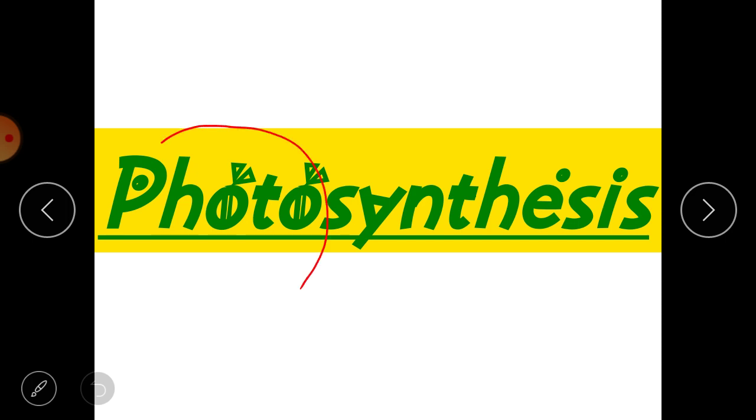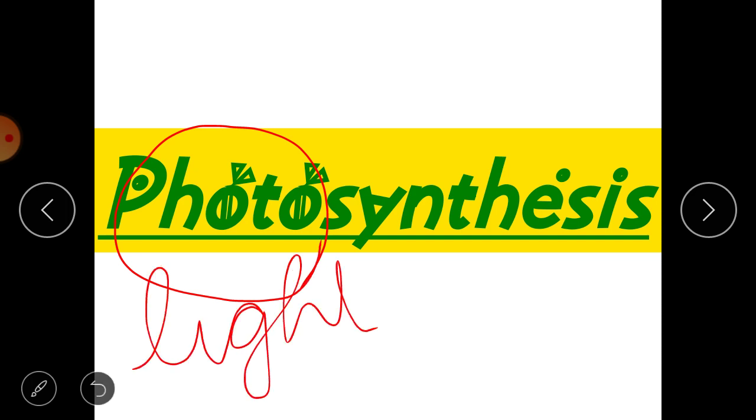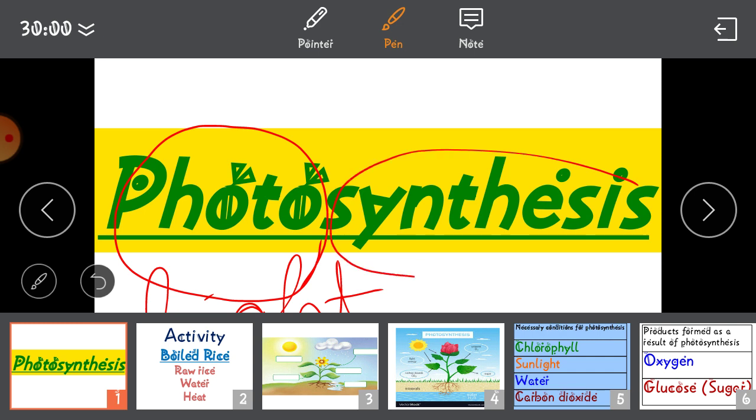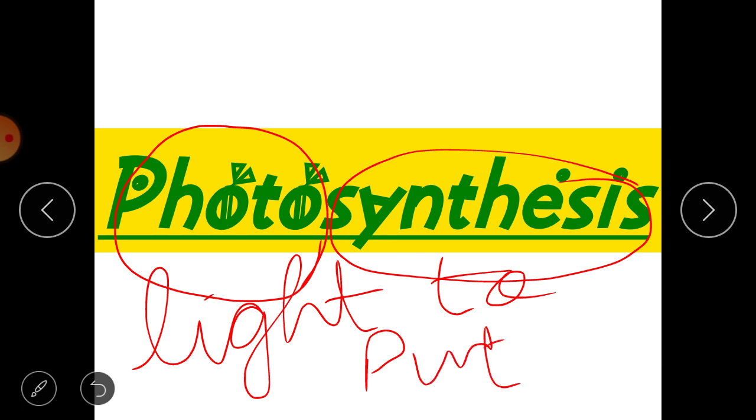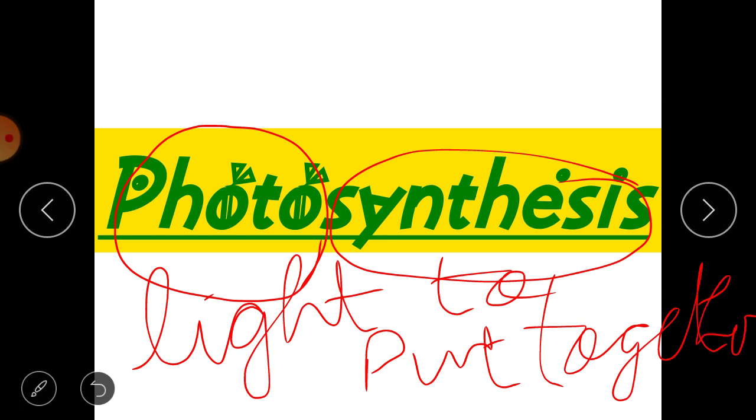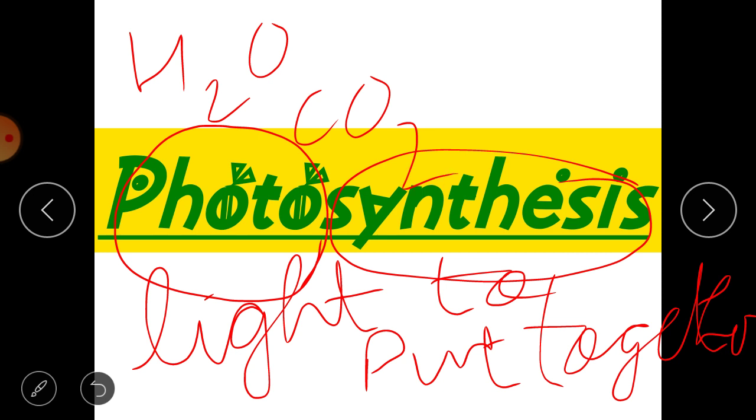Photosynthesis. Here the word photo means light, which is provided by the sun, and synthesis means to put together. So here, with the help of light, leaves put the rest of the things together. They combine the rest of the things. What are the rest of the things? They are water, carbon dioxide, and of course chlorophyll, the green pigment.